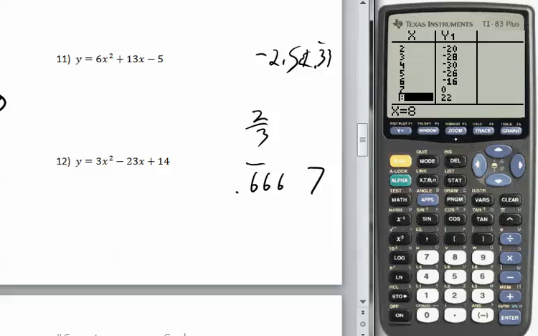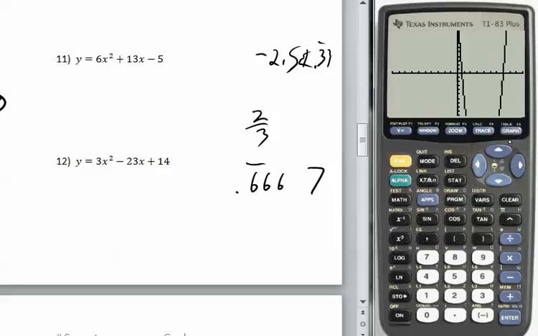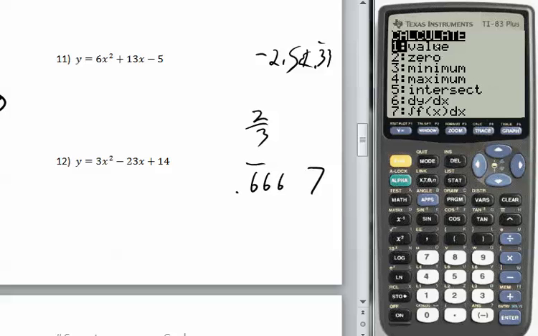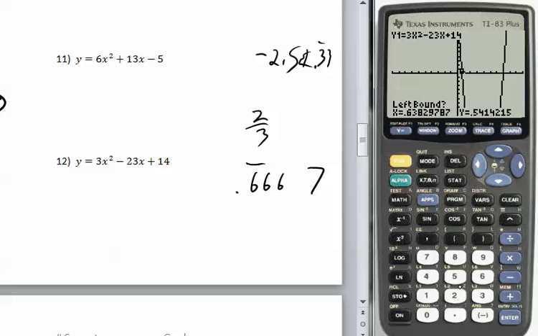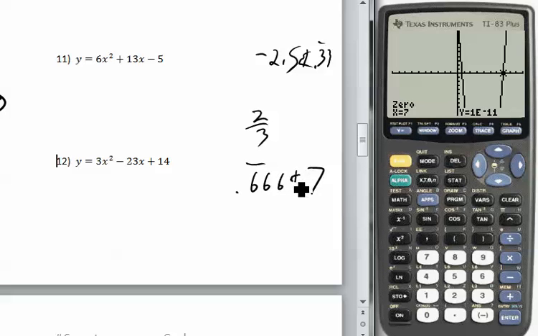Now I'm going to show you one more time how to find it on the graph. So graph, we need to calculate a 0. So left bound, some number here, about 3. Right bound, some number over on the right, about 10. And it gives us the value of 7.